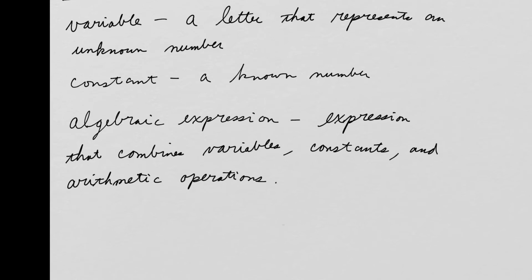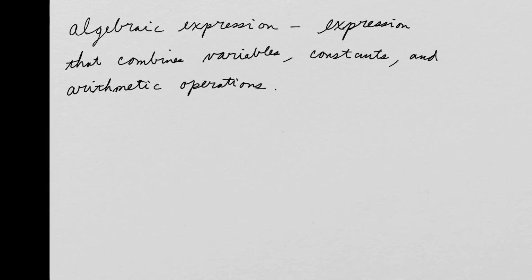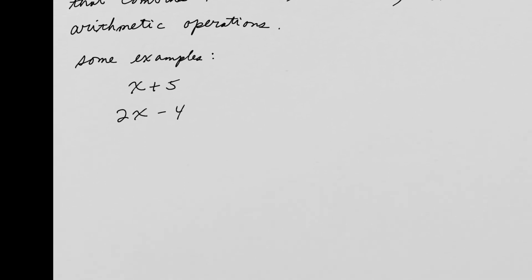Okay, so let me give you a couple of examples of algebraic expressions. So some examples would be things like x plus 5, right? That would be an algebraic expression. Or maybe 2x minus 4. I don't have to use x as my variable, right? So I could say maybe 3/8 times t, or 5y plus 6. So in the last two examples, t was my variable and y was my variable. Okay, so those are algebraic expressions.